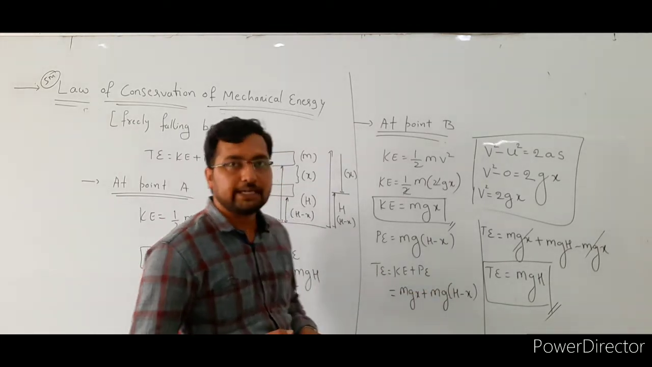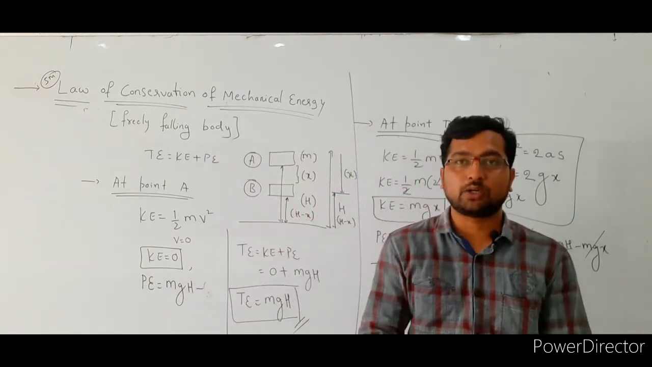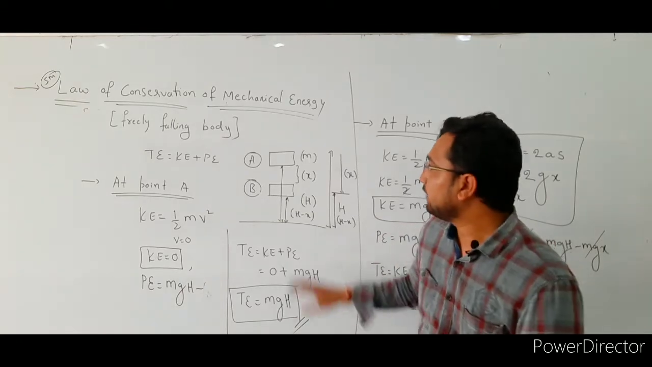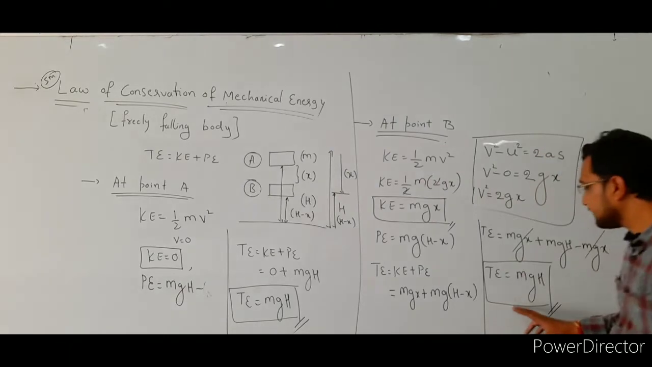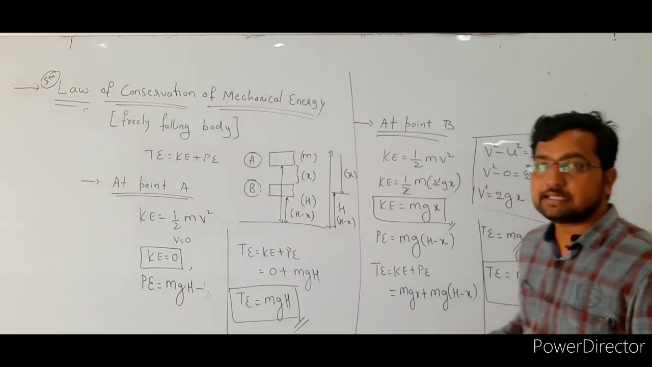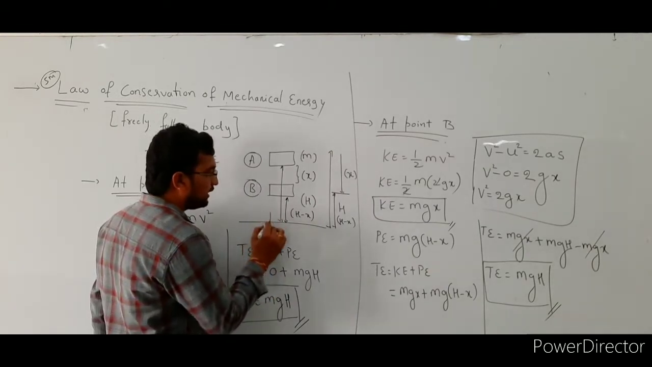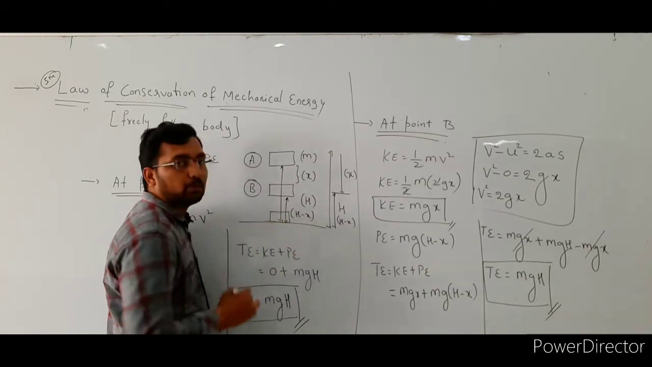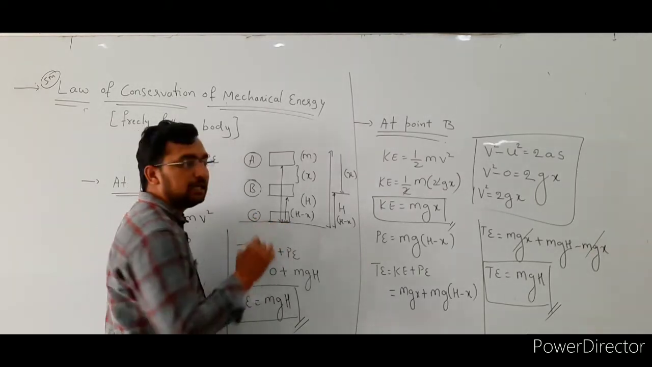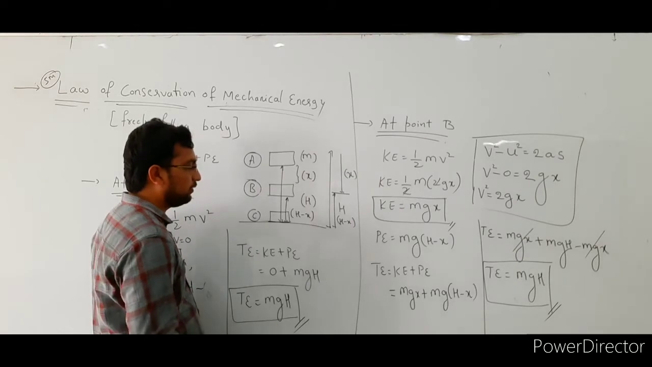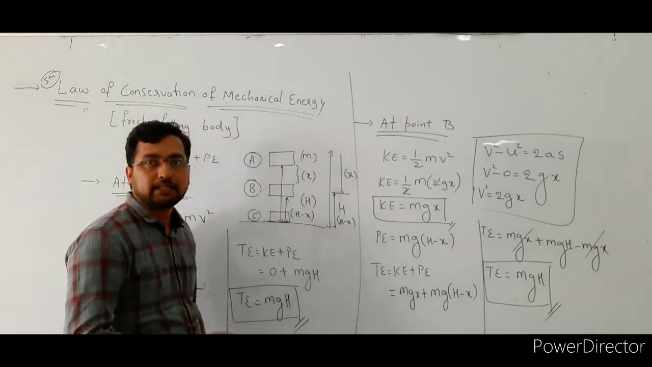So according to the statement, in an isolated system, the total energy is conserved, or the total energy is constant. At point A the total energy is mgh. At point B the total energy is also the same, mgh. Next we are going to find out the total energy of the body at this position. In this case, that body is on a horizontal surface. So we are going to find out the total energy of the body at point C.